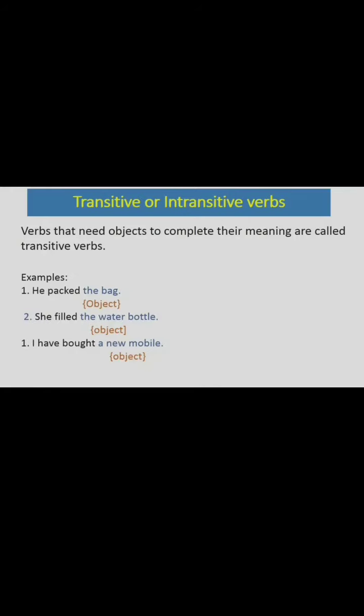So starting with the first one. The first one is transitive verbs. So what do you mean by transitive? Transitive verbs are the verbs that need the support of an object to complete their meaning. So what do you mean by that?